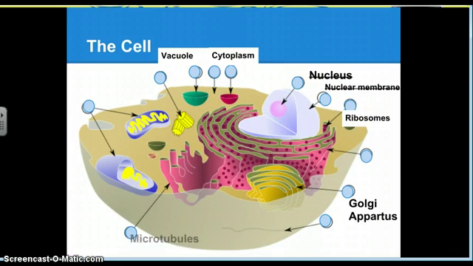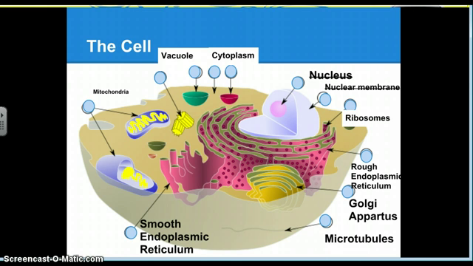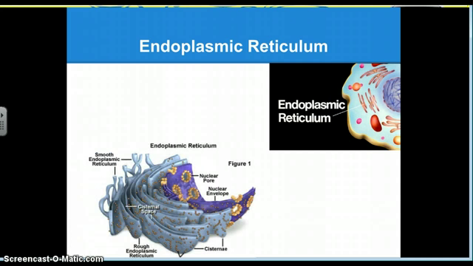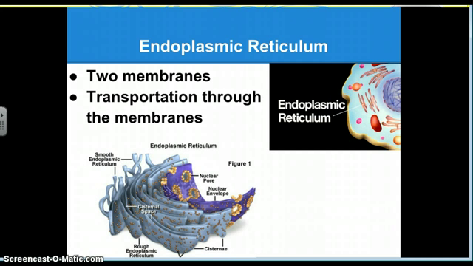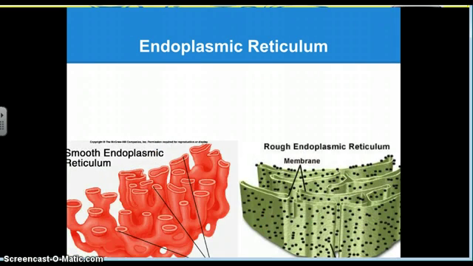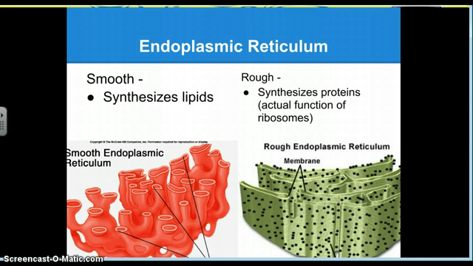Now that we're finished talking about the nucleus, we're going to move on to all the rest of the organelles in the cell. So we're going to start off with the endoplasmic reticulum. The endoplasmic reticulum has two membranes and is the transportation through the membranes. There's also two types of endoplasmic reticulum. The first one would be the smooth, which synthesizes the lipids, and the next would be the rough, which synthesizes the proteins, but that's the actual function of the ribosomes that are on the rough endoplasmic reticulum.